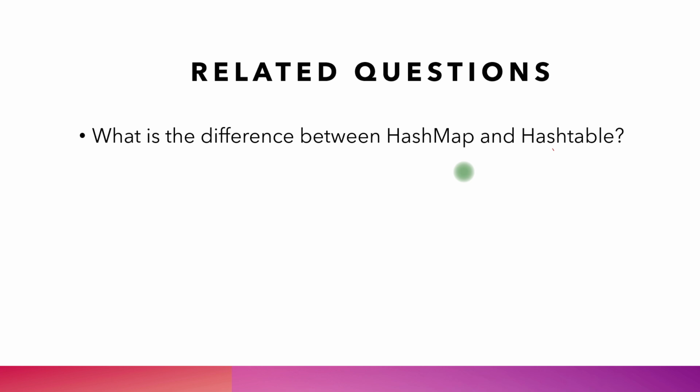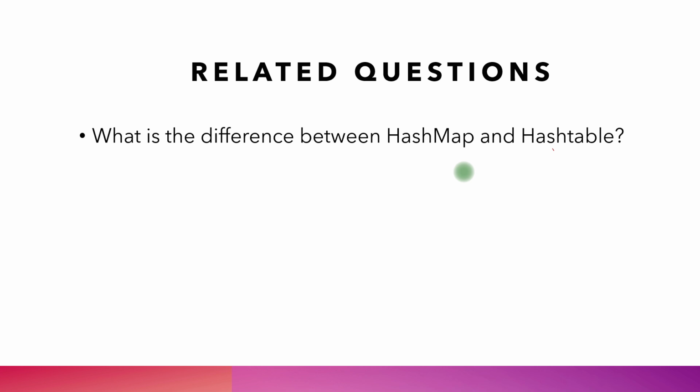Hashtable does not allow any null key or null values. It will throw an exception in that case. Performance: due to synchronization, as Hashtable has a thread safety feature, there is synchronization. So Hashtable is less performant than HashMap. HashMap performs better when it comes to performance.